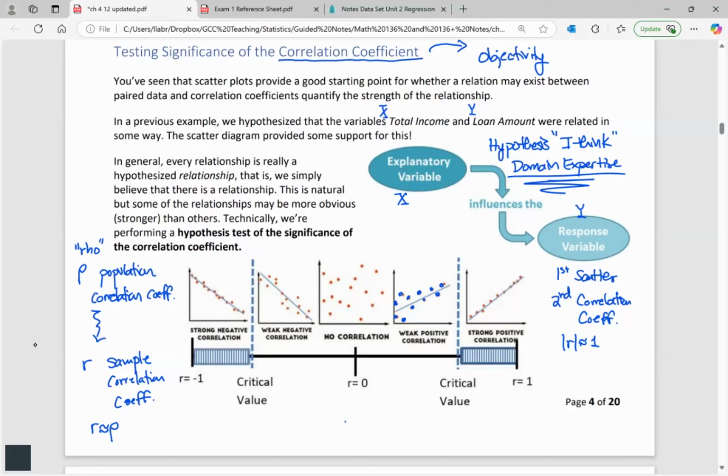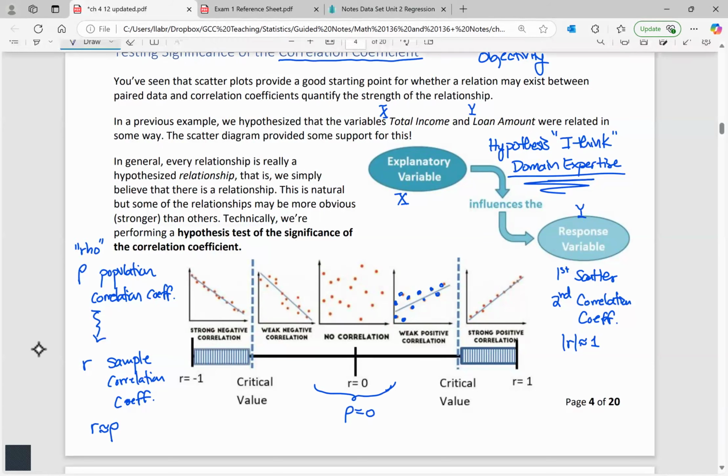So if the population correlation coefficient rho is actually 0, then when I take a random sample, I should end up with a sample correlation coefficient that is very close to 0 as well. In other words, I would get a correlation coefficient that is somewhere along here, which would support the idea that there is no correlation because our R value in absolute value is very close to 0.